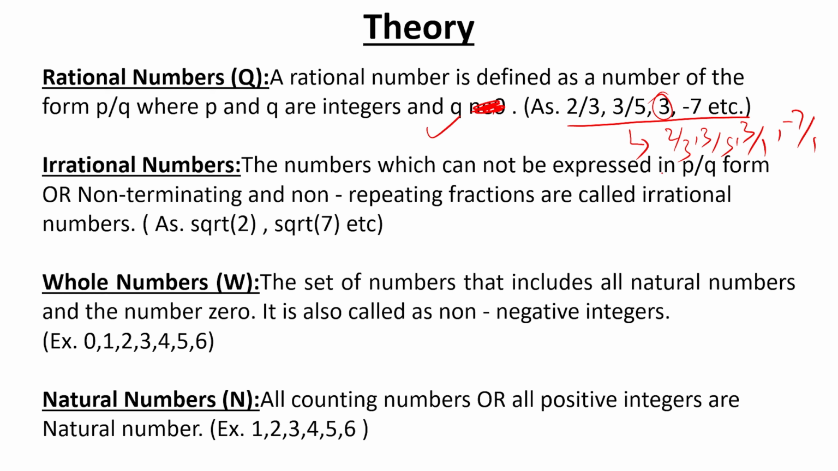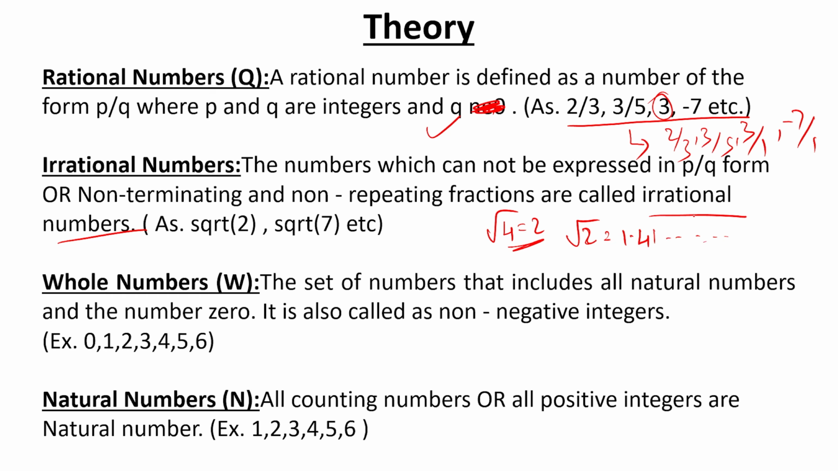Irrational numbers, which cannot be expressed in p by q form, or non-terminating, non-repeating fractions, are called irrational numbers. I will give you a practical example of it. Since we know the square root of 4 is equal to 2, since the square and root get cancelled and we get the value 2. But when compared to the square root of 2, what is the value of it? I think it's somewhere around 1.41 and so on.